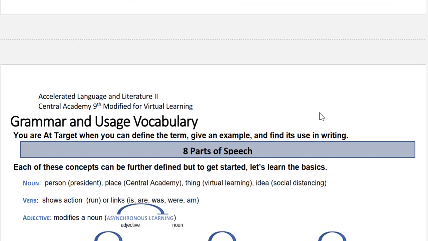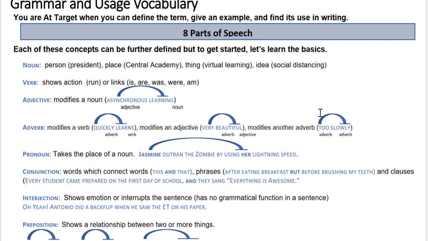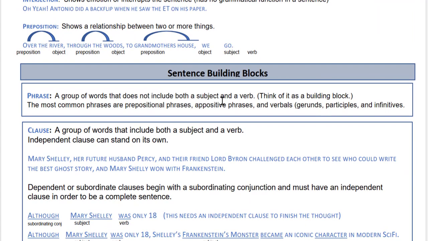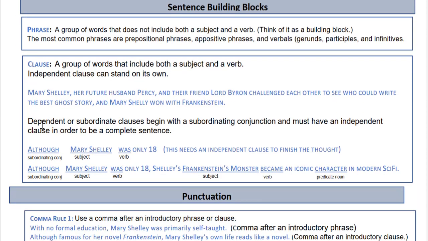When we come down to this last page, we are going to review this week the 8 parts of speech, what they are and what they do. We're also going to look at sentence building blocks, specifically phrases and clauses. And you'll need to know the difference between a dependent or a subordinate clause and an independent clause.